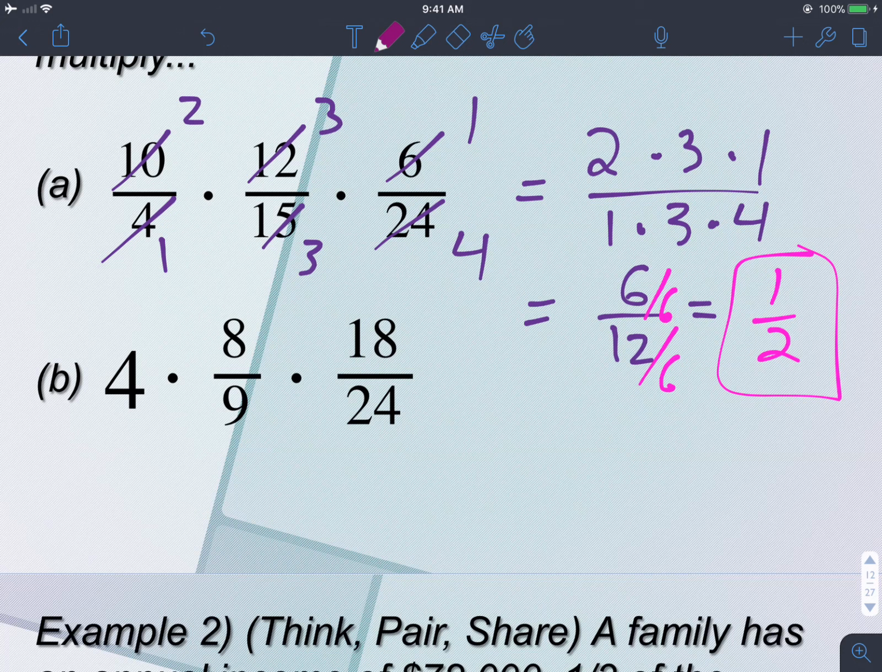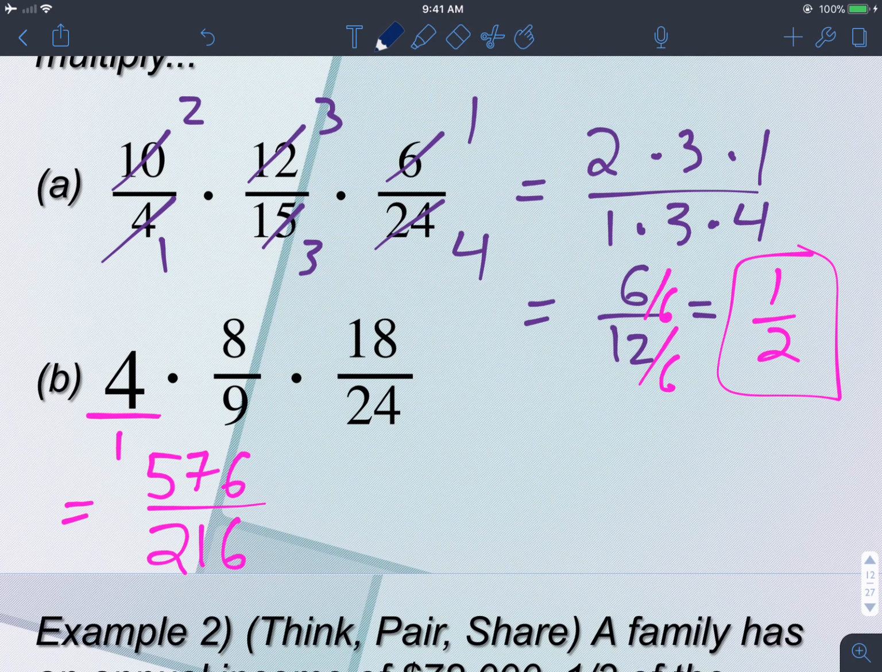All right, let's do a different way for b. Let's say that I just multiplied straight across. Now I have to imagine that this is 4 over 1. So I'm going to do 4 times 8 times 18. And I get 576. Then on the bottom, I have to do 1 times 9 times 24. 216.